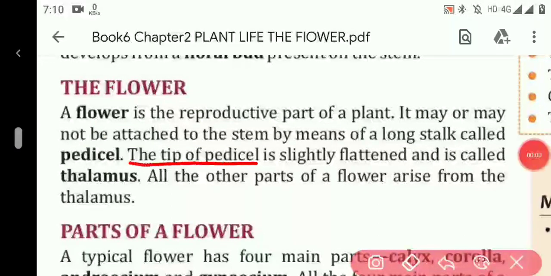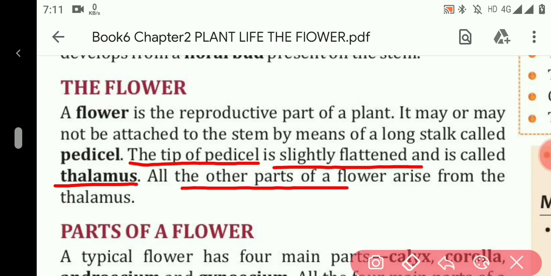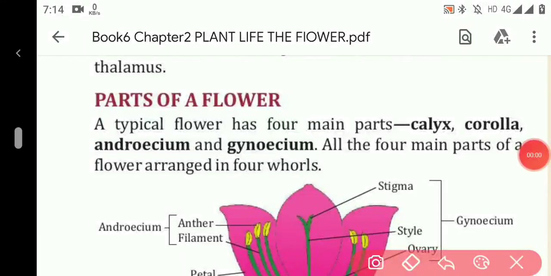The tip of the pedicel is slightly flattened, and at that point it is known as the thalamus. All the other parts of the flower arise from this point, the thalamus. Our next topic is parts of a flower.